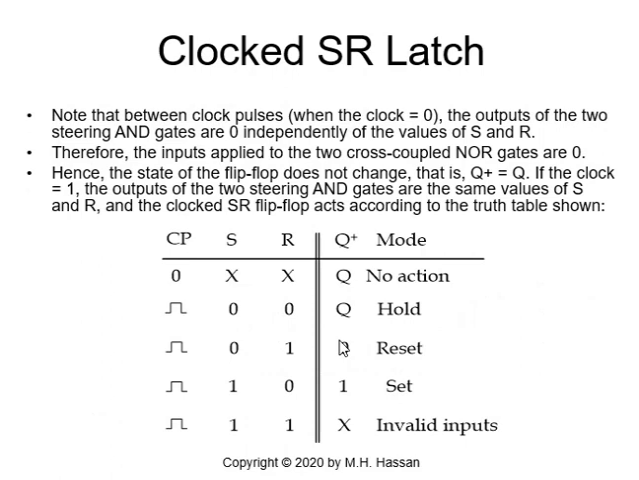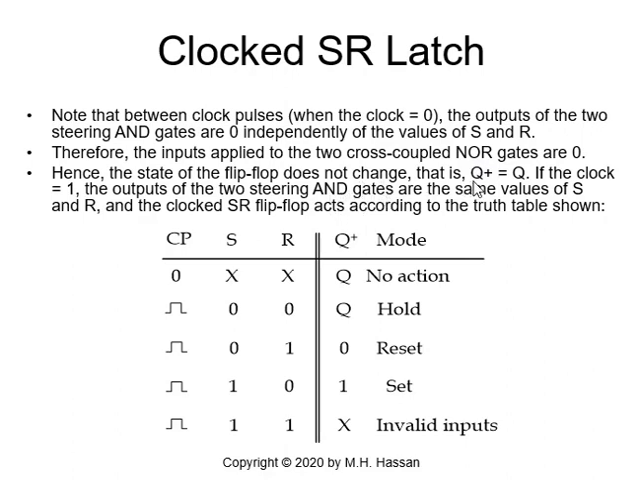Now the truth table of the clocked SR latch is identical to that of the unclocked SR latch, except the clock pulse will control the signal. Note that between the clock pulses, when the clock is 0, the outputs of the 2 steering AND gates are 0, independent of the values of S and R. Therefore, the inputs applied to the 2 cross-coupled NOR gates are 0. Hence, the state of the flip-flop does not change.